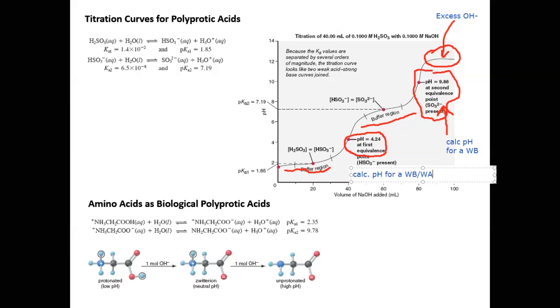let me see if I can figure this out. So the equivalence point, the first one, is 40 milliliters. 40 and 40 is 80. I'm working this out, give me one second. 0.04 divided by 0.08. So that is the concentration of HSO3 minus.